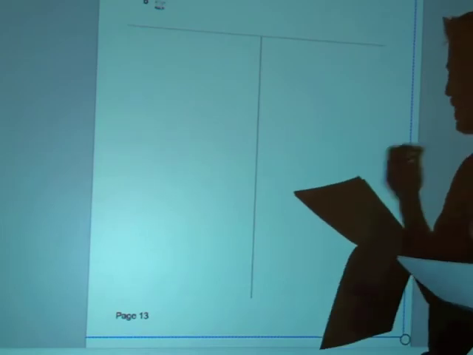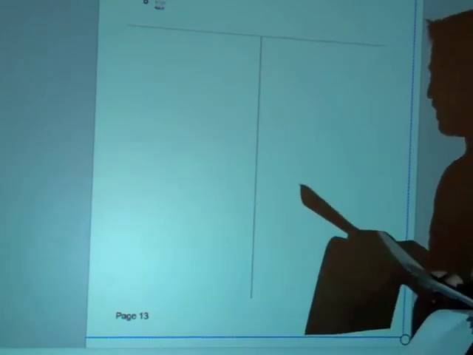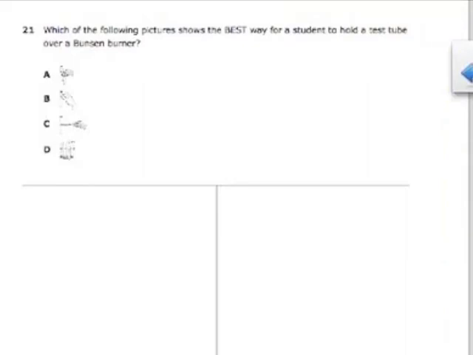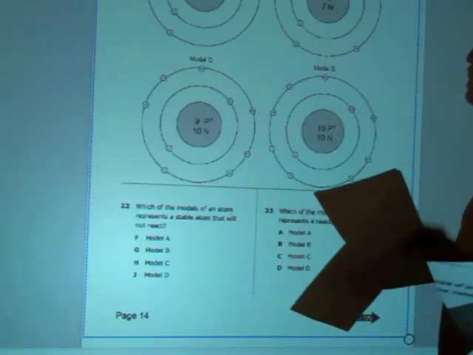Okay, 21. This is kind of a hard picture to see, at least on the overhead it is. Which one is the best way you should hold a test tube over a Bunsen burner? You're heating it up, so you got a flame underneath. So you do not want to be touching the test tube. Which one is not touching it? See, they're using test tube tongs, if you remember those in our lab equipment.